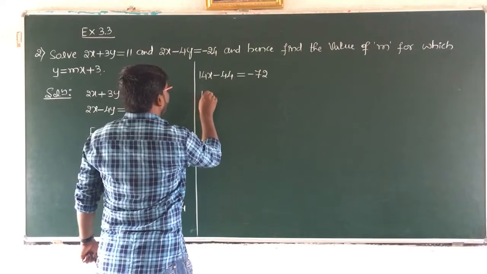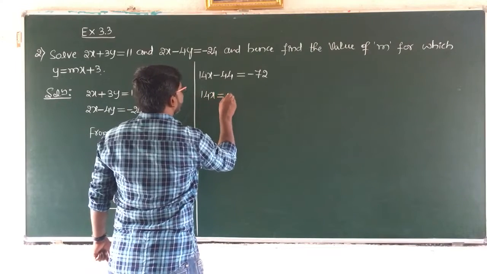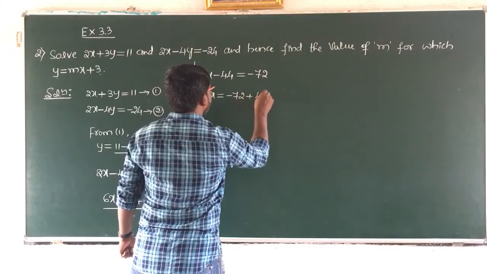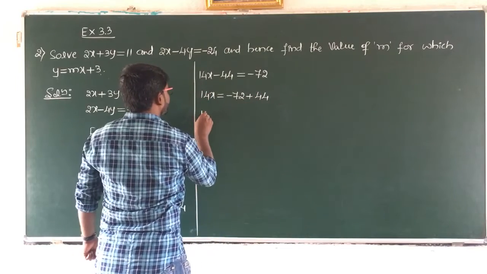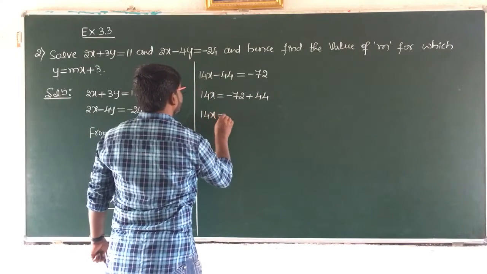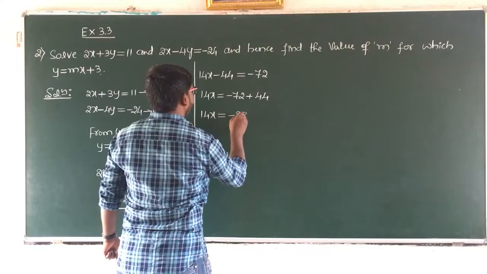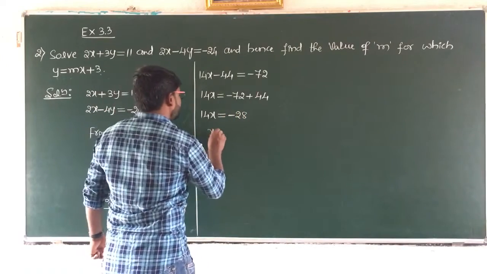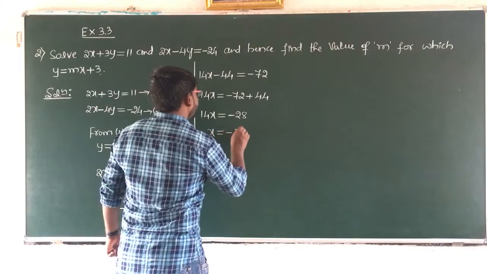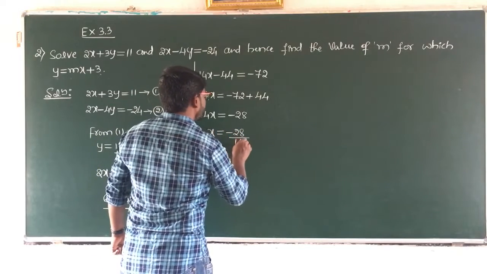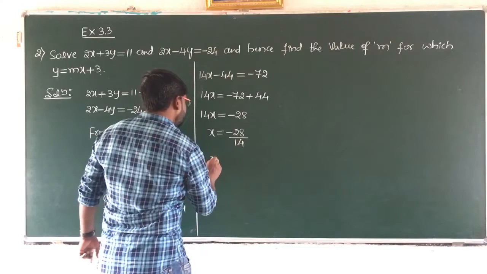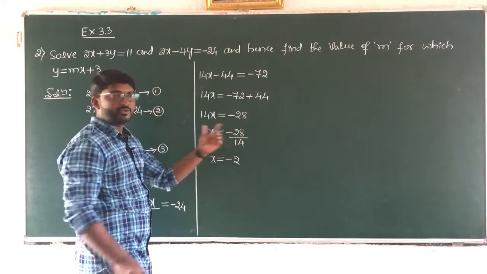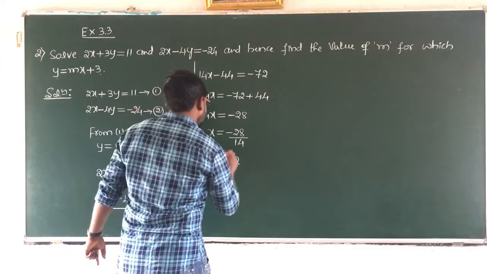Then 14x is equal to minus 72 plus 44, then 14x is equal to minus 28. So minus 28. Now x is equal to minus 28 divided by 14, then x is equal to minus 2. 14 ones are 14, 14 twos are 28, we get x as minus 2.